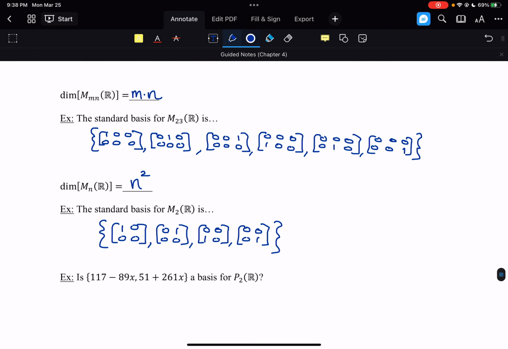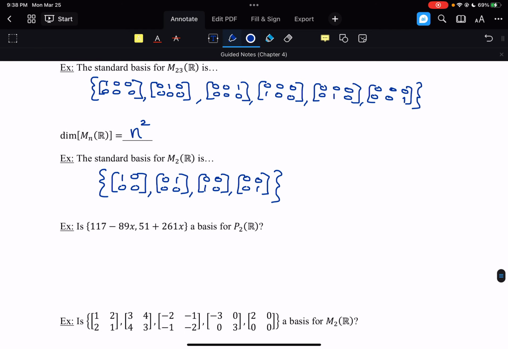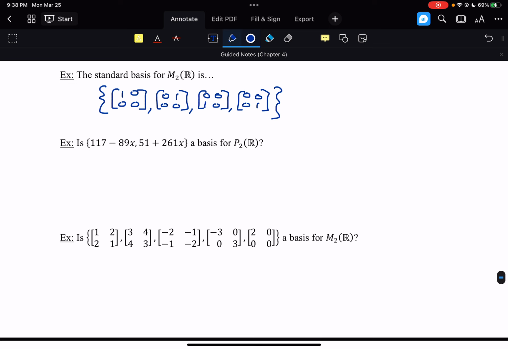So let's take a look at a couple examples here. Is this set a basis for P2 of R? So this set has two vectors, and the dimension for P2 of R is 2 plus 1, which is 3.